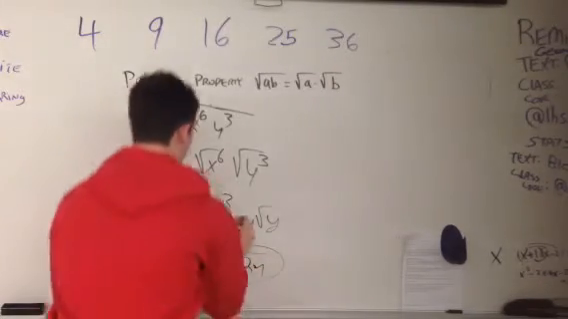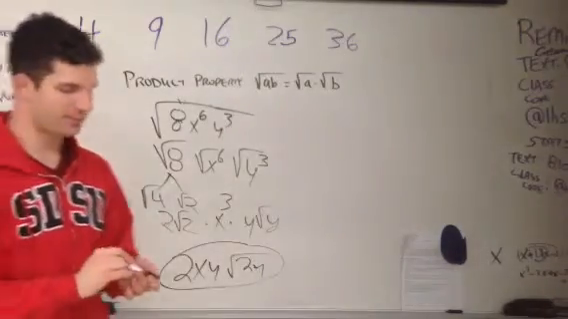Now why do I do that? Because all of this stuff is being multiplied. That was simplifying radicals part 2.